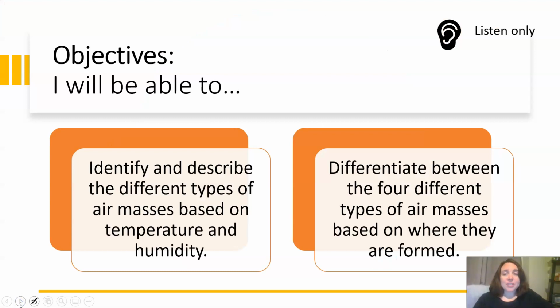The objectives for this lesson are to be able to identify and describe the different types of air masses based on the temperature and humidity. So there's two different ways to classify them. And then differentiate between the four different types of air masses based on where they are formed.